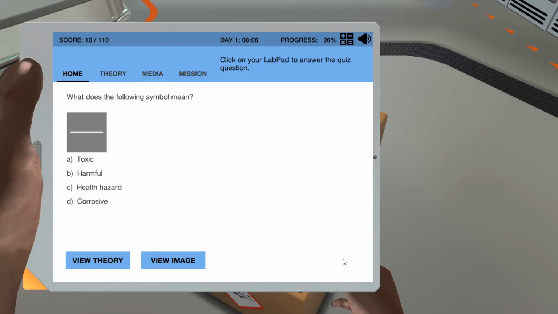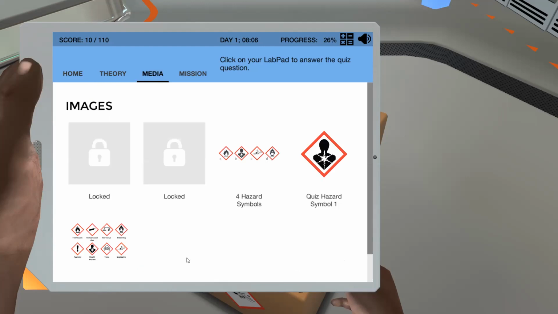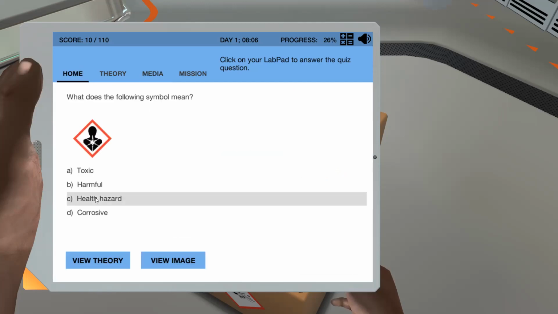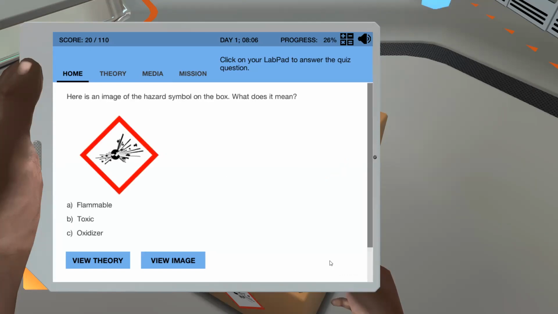What does the following symbol mean? Once again, go to media if you don't remember. And you notice it says health hazard. All right, so now you go back and you say that. It means C, health hazard. You got it. There are many kinds of health hazards. Substances with this symbol can cause respiratory problems, induce mutations and cancer, or may be toxic to specific organs. Your points are increasing. Here is an image of the hazard symbol on the box.